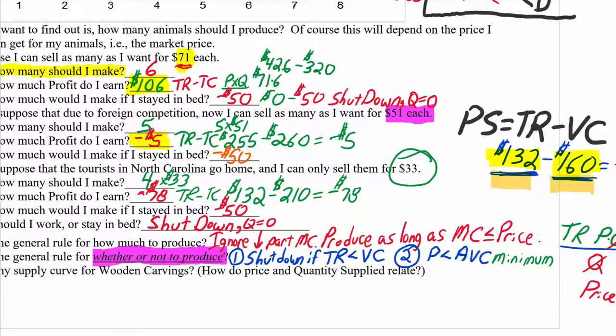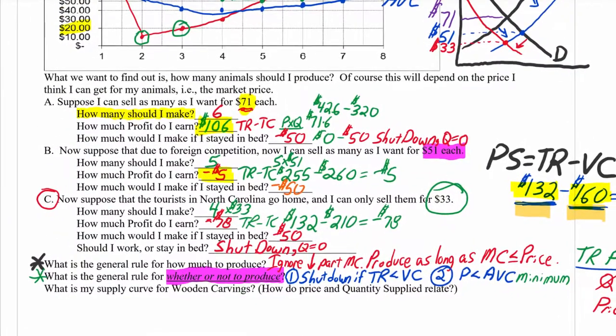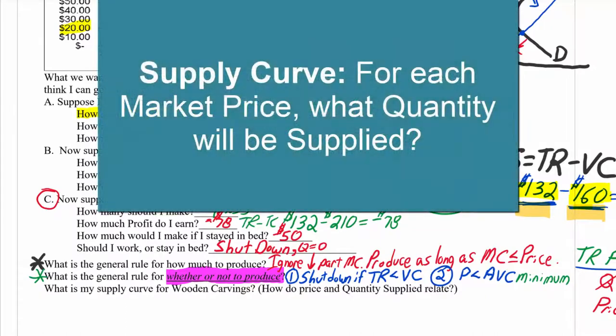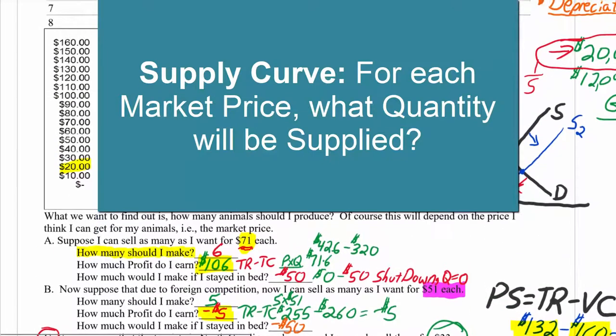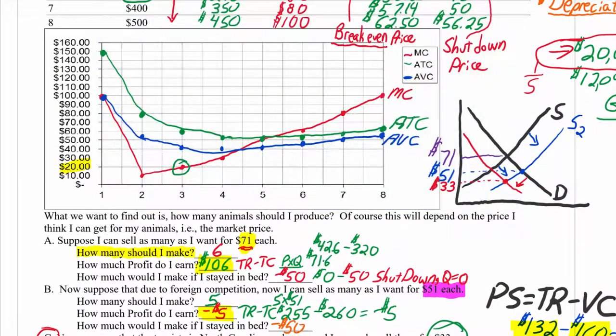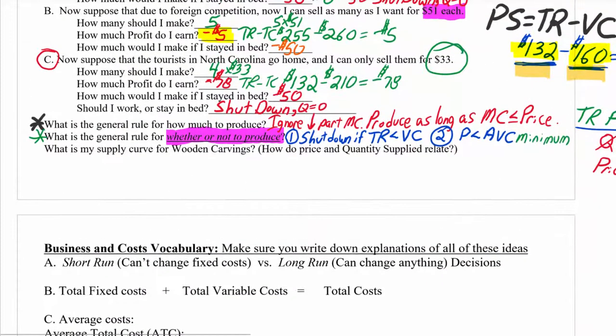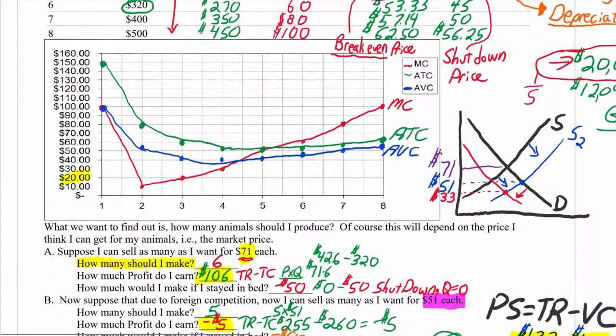Now, the last thing we're going to talk about in this lecture is the supply curve. How does my individual business supply curve for these wooden carvings relate to what we've talked about so far? Remember what our rule is for how many units to produce. Well, there's kind of two parts. The first part is the shutdown rule. Let's take that into account first. That says if the price is below 40, in this case, produce zero.